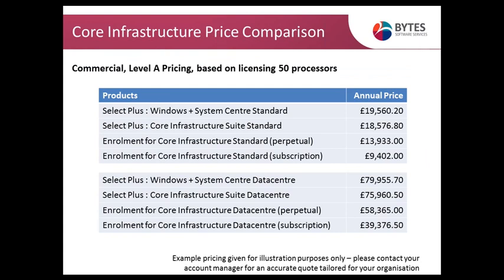So if you look at the Perpetual license, that is £13,993, nearly £5,000 savings over doing it through the Select Plus agreement. But if you choose to subscribe, then it brings it down even more, £9,400 per year. And the same sort of economies of scale are around System Center, the Data Center Edition as well. Again, these prices are given to us for illustration purposes only. If you want something more tailored to your organization, then do speak to your Bytes account manager.